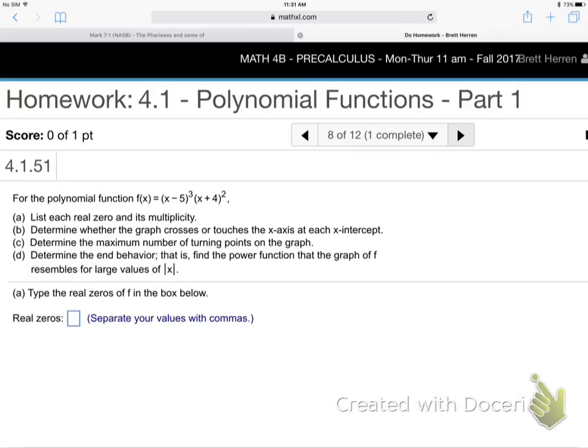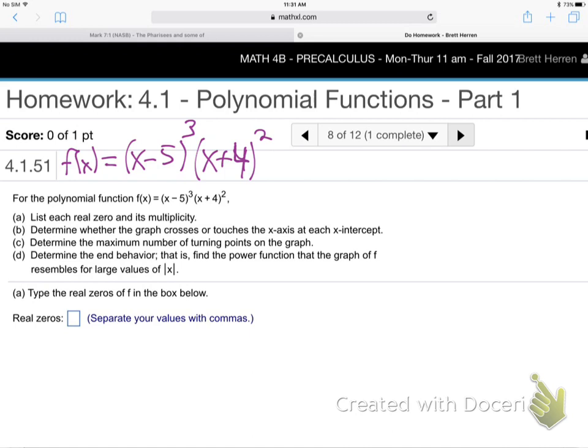All right, so let's try that one. Let me write it up here for you. So x minus 5 to the third power and x plus 4 to the second. Like that. So try that.